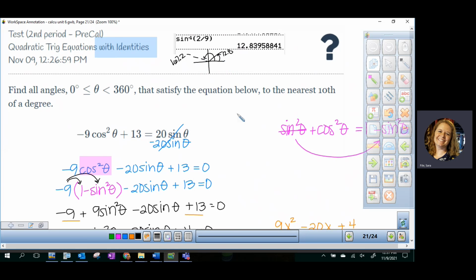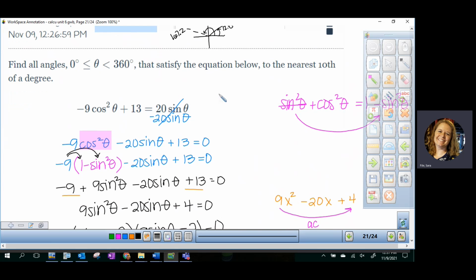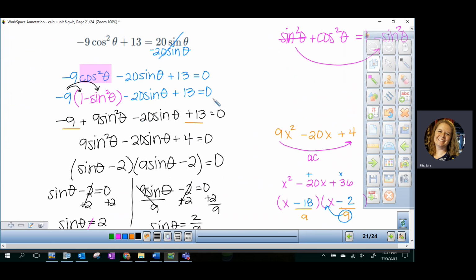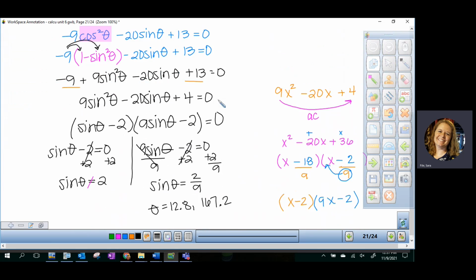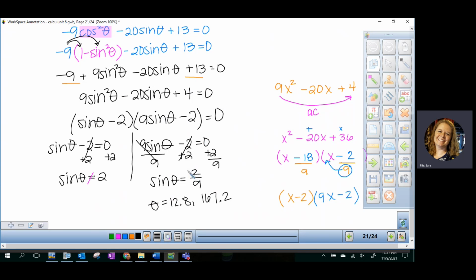You will not have any that you need the calculator for on the test. There were none like that on the quiz. There's none like that on the review, and there won't be any on the test. When you do your work and you get to this point, it will either be a number outside the range, so there's no solution, or it will be a number from the unit circle. You all good with that?